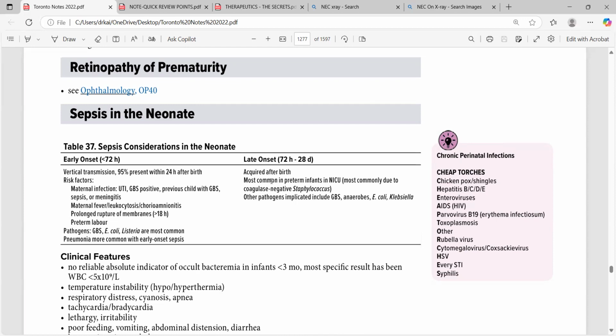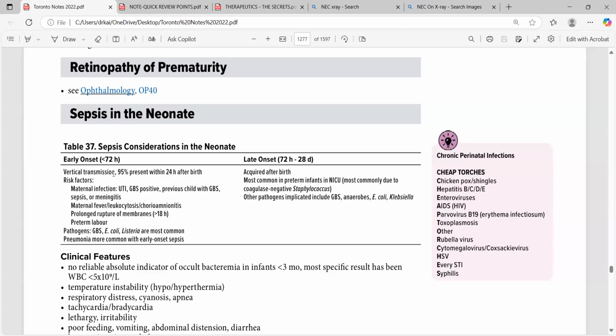Early onset is less than 72 hours. Late onset is 72 hours to 28 days. So in early onset, they mainly like to ask about the TORCH infection, vertical transmission, UTI, GBS, previous child with the GBS. So this is something here.